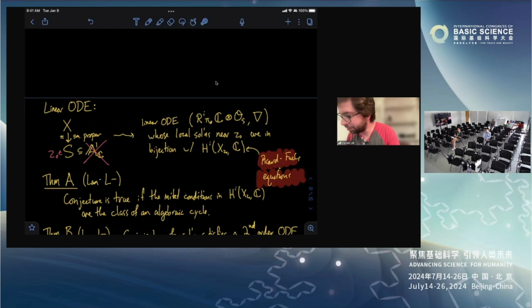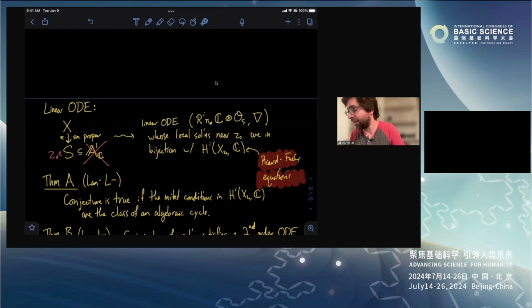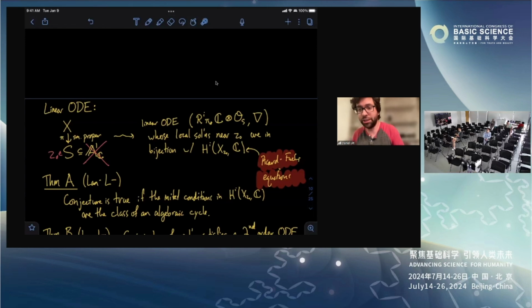Okay, so the first theorem is the conjecture is true for these ODE with an assumption on the initial conditions. So if the initial conditions are a homology class in the fiber, it's true if that's the class of an algebraic cycle. So this is, I guess, some form of Katz's theorem, some analogous to his theorem on the p-curvature conjecture.